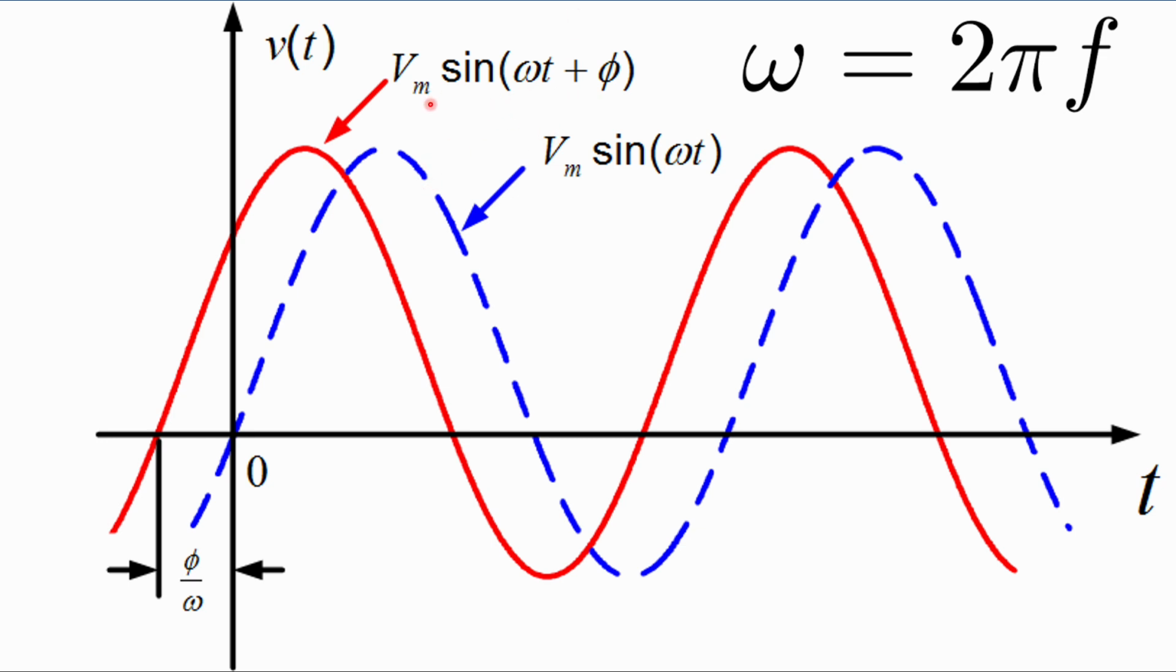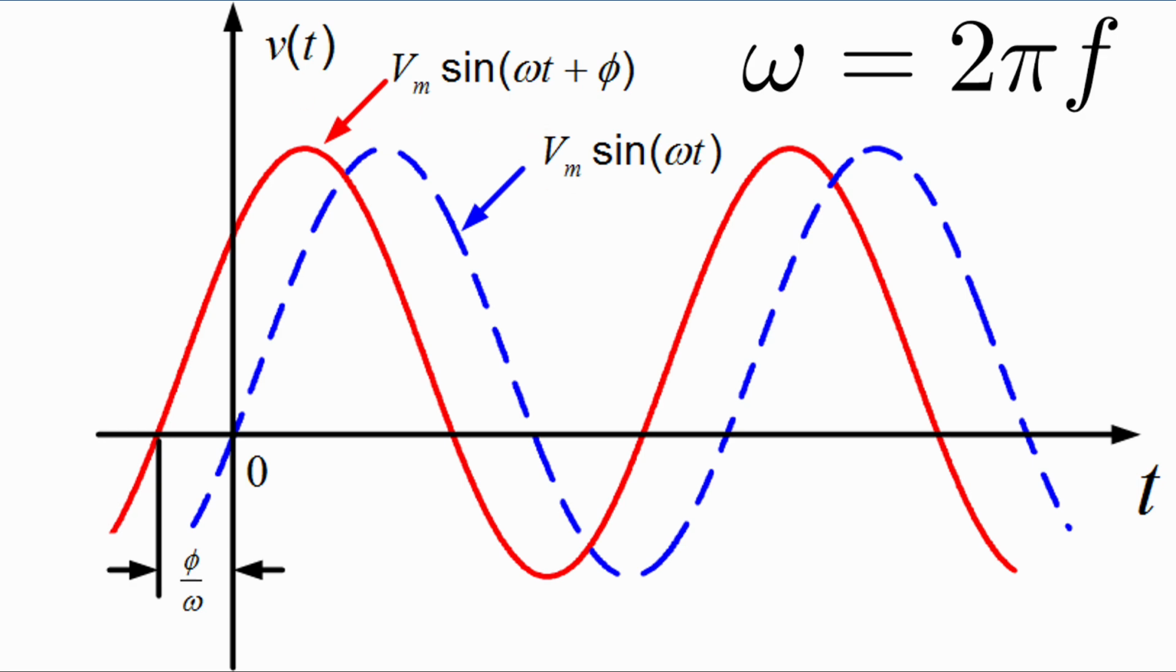Peak value, or amplitude, multiplied by sine of angular velocity multiplied by time, with the addition of a phase, if that is applicable. Vm here is the peak value or amplitude. The omega is the angular velocity, which equals 2 pi times frequency, and t is the time.